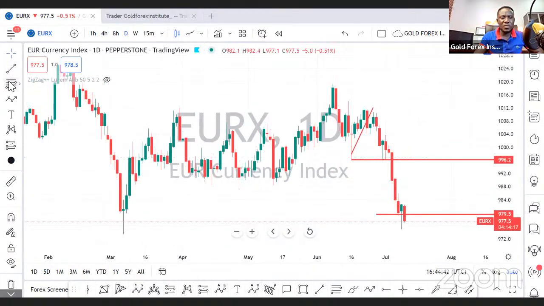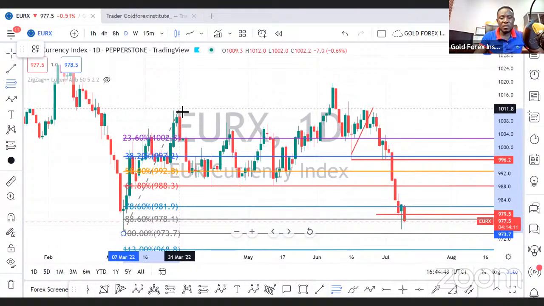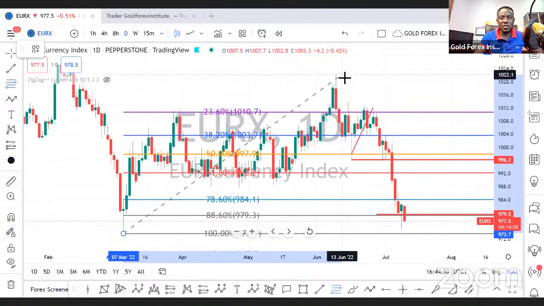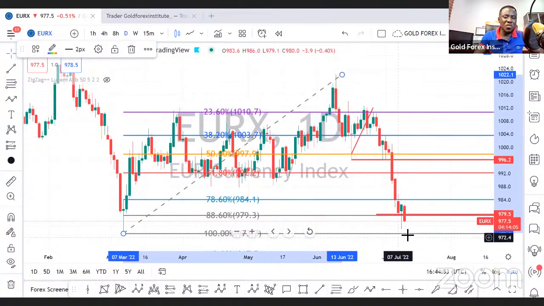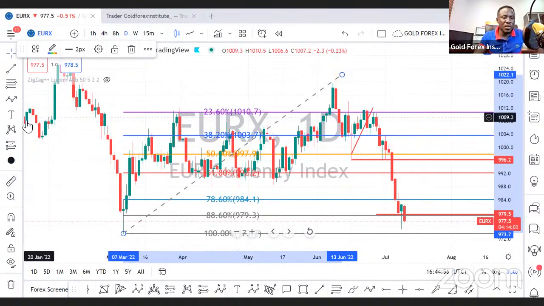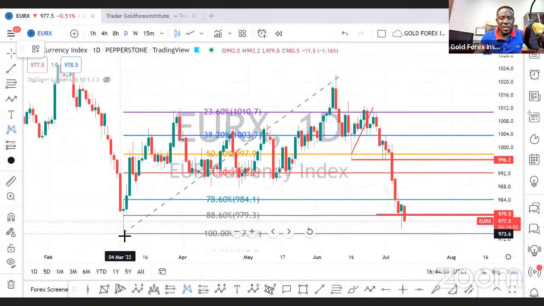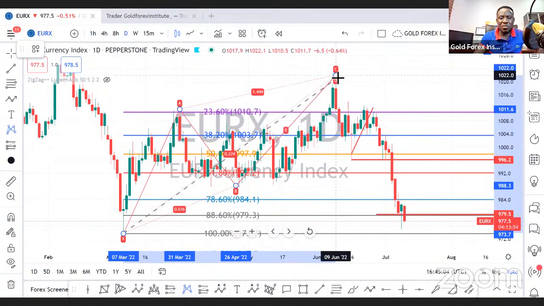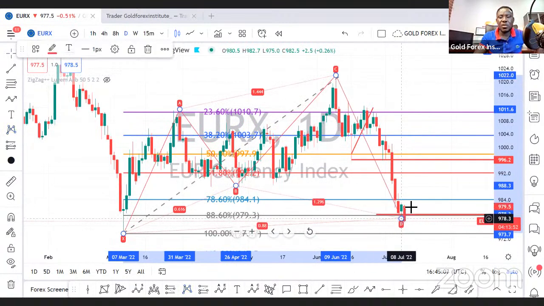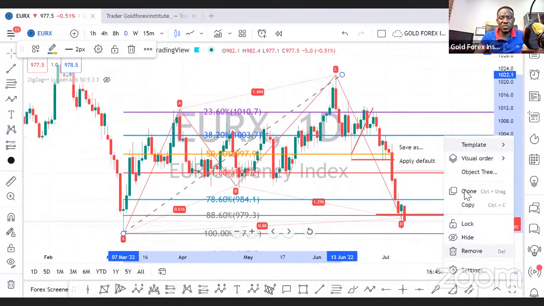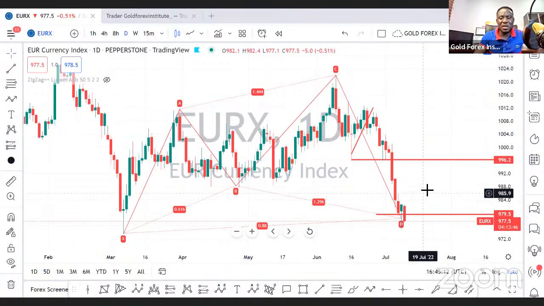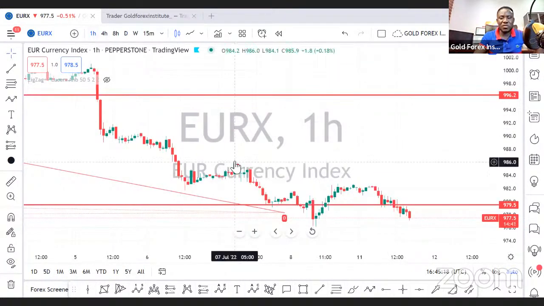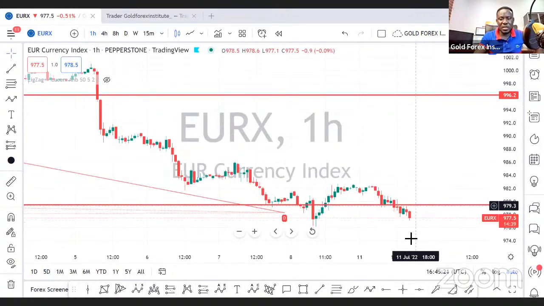Around this point, let me check something. So there might be a confluence over here. There might be a confluence to form a shark pattern over here. Okay. We might see some bullish trend of the euro very soon. So there might be some strength over here. I'm expecting some strength over here actually. We don't know, but anything can happen.